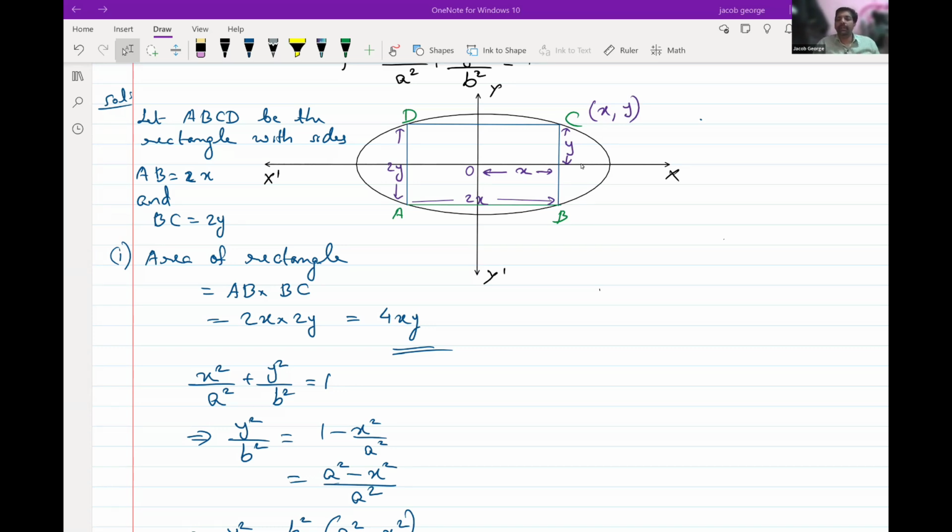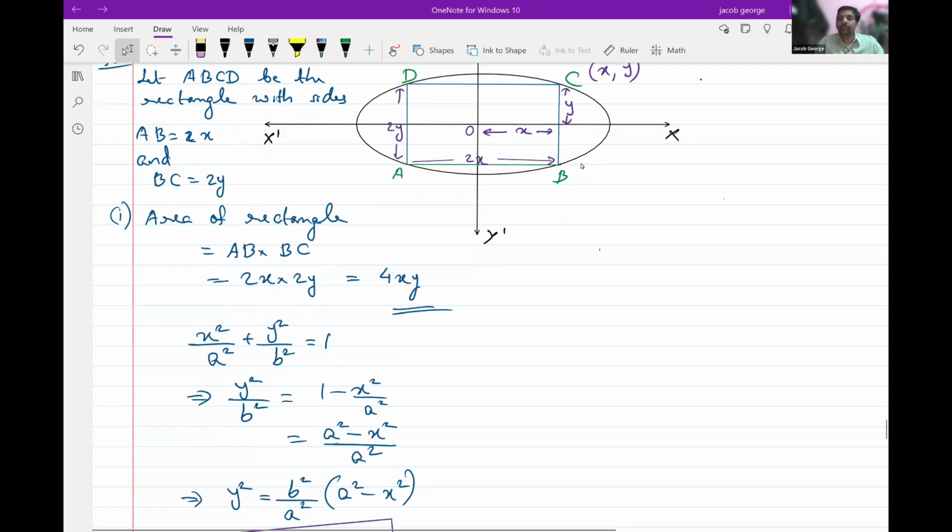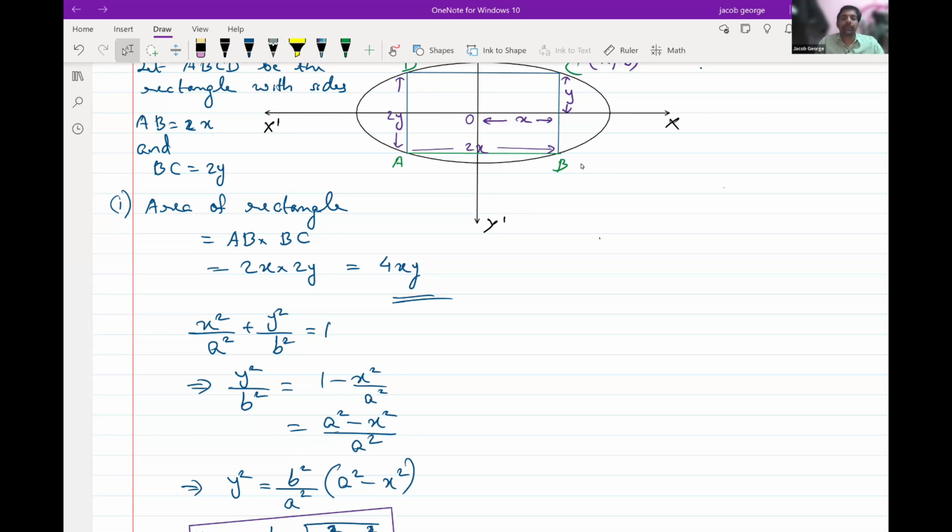Then we start with the area of the rectangle. What is the area of a rectangle? Length into breadth, so we get 2x into 2y, but there are two variables, x and y. We have to write this in terms of one variable. The area is 4xy. To write y in terms of x, we use the ellipse equation: y square by b square is equal to 1 minus x square by a square.